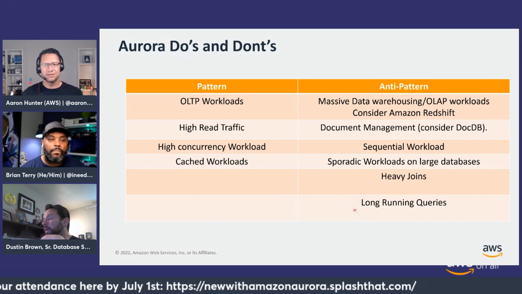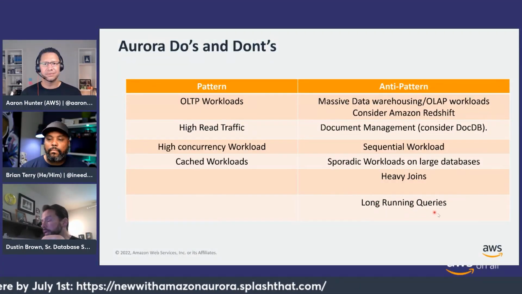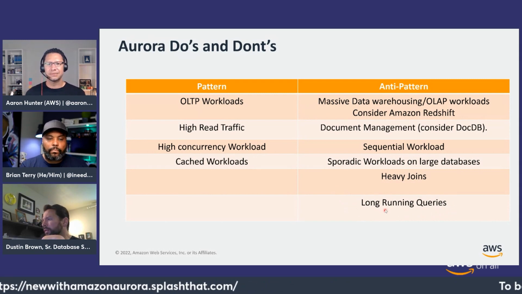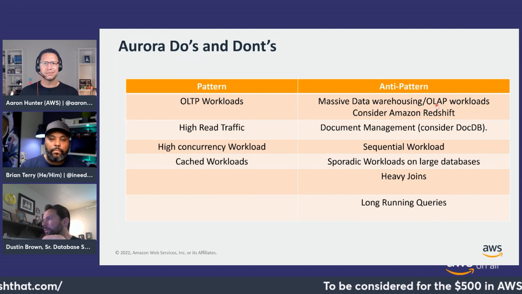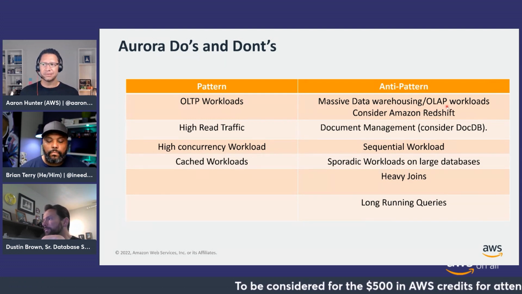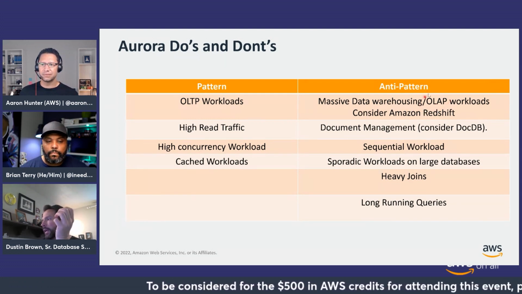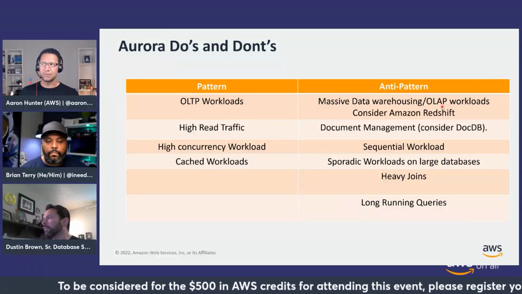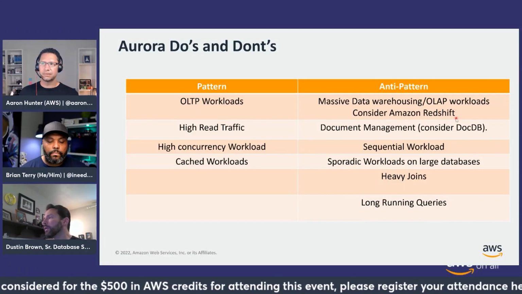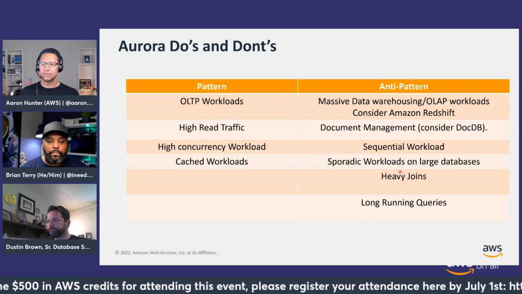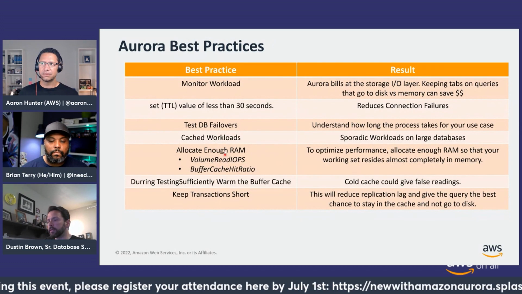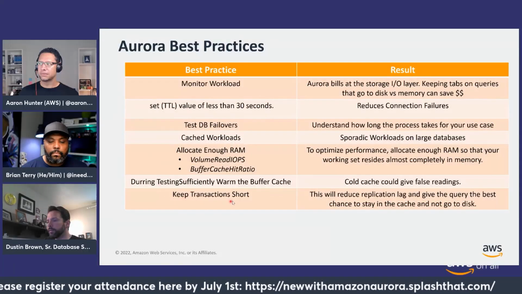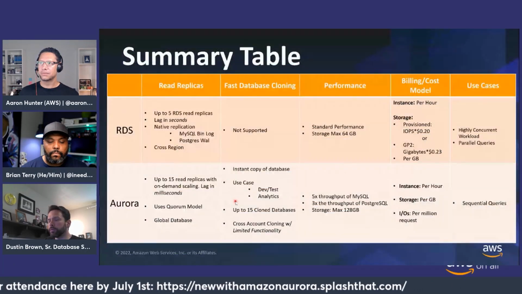The last thing we're talking about is long-running queries and how to keep those queries short in those OLTP workloads. That's why we say massive data warehousing with OLAP workloads might not be the best shift, because you're doing a lot of table scans in that type of environment. And typically that data is not going to all be held in cache. And we talked about some of the best practices. These are great to follow when you're making decisions and going over to Aurora.